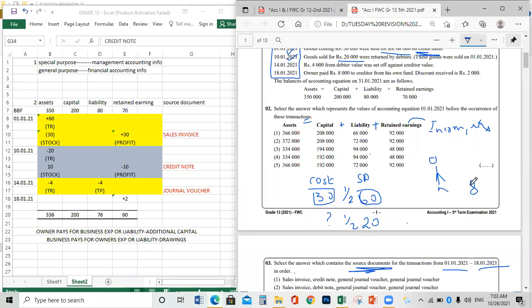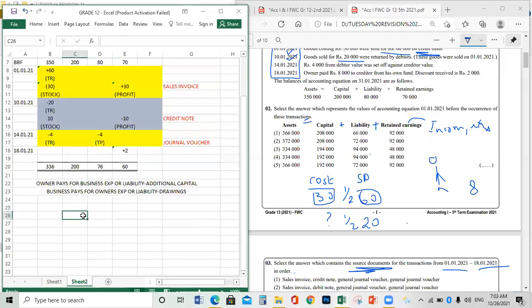When you record under creditor, you will always record what amount? The settled amount. Settled amount includes two items: one is the cash and the other one is the discount. When you record in the trade payable or trade receivable, you will always record the settled amount.